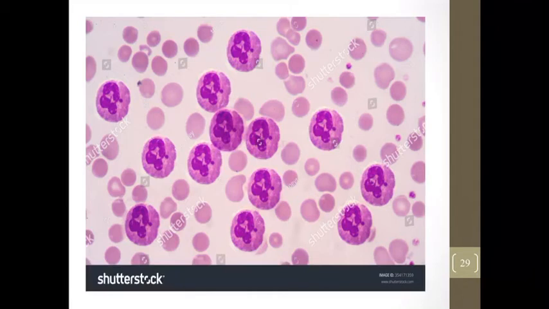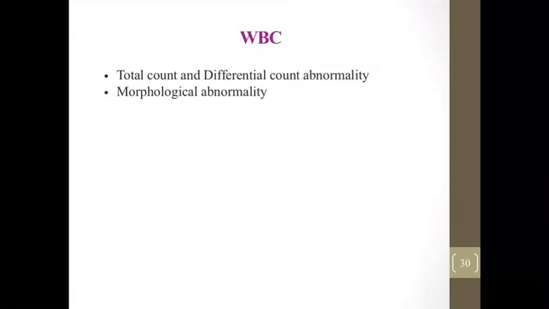Next is the differential count. We have shown the differential count in the last practical. We have to count 100 cells in the pre-tail area, and we have to look for any causes of neutrophilia, neutropenia, lymphocytosis, eosinophilia, monocytosis, basophilia. If there is any abnormality present, we have to rule out the condition. And next is morphological abnormality.